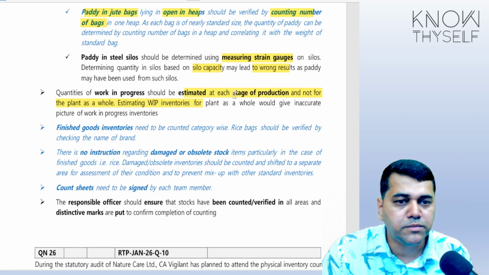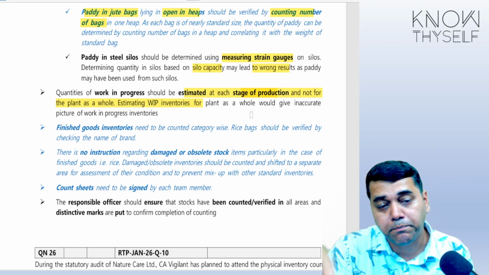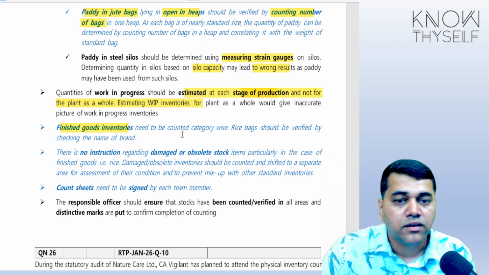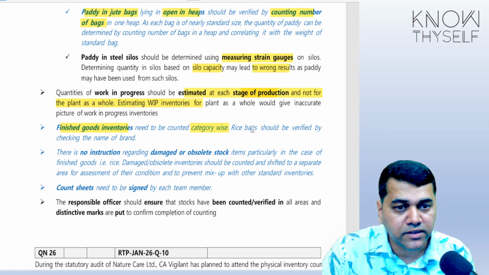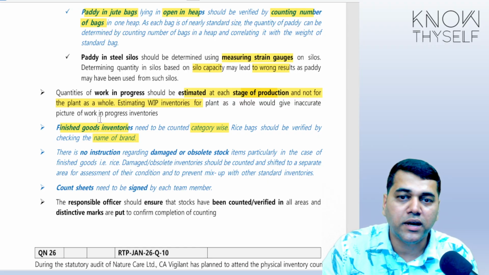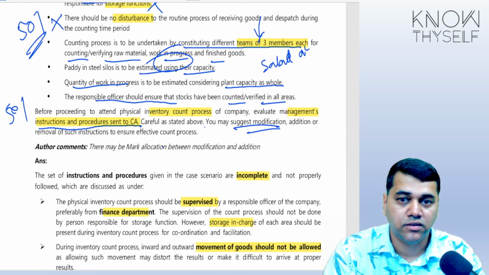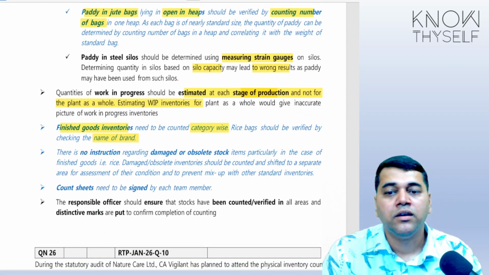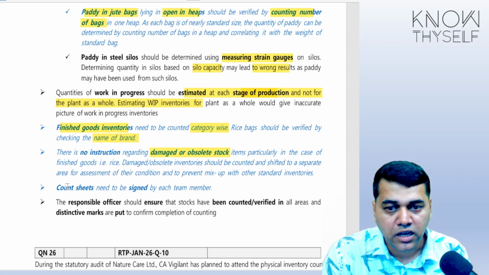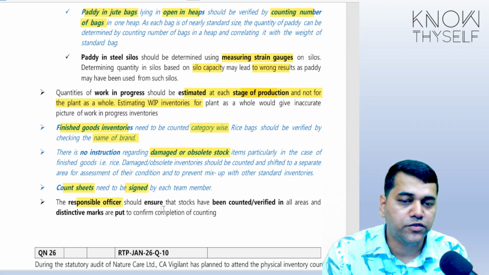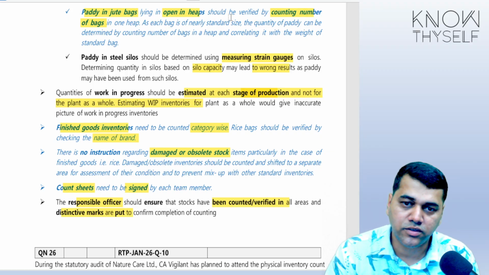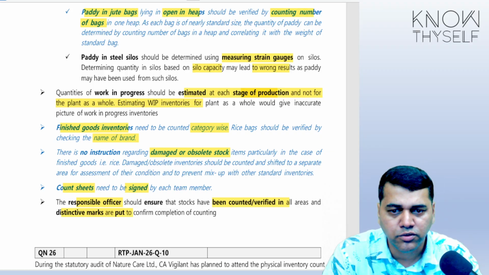Work in progress should be estimated with the stage of production, not with the plant capacity. FG inventory needs to be counted and recorded category-wise; rice bags should be verified by checking the name of the brand. Yeah, what all these highlighted yellow marks, they are not given in the question actually, but in the answer they have given. There is no instruction regarding the damaged or obsolete stock. That has to be done. The count sheet should be signed. The responsible officer should ensure they have been counter-verified and distinctive marks have been put. Okay, so this is how you can write it, any of those points they can ask you.